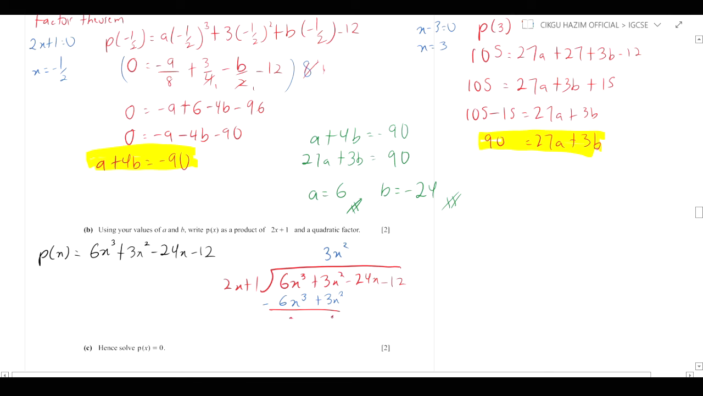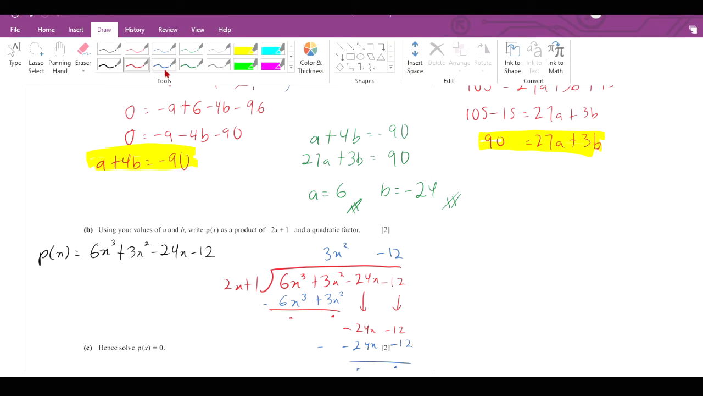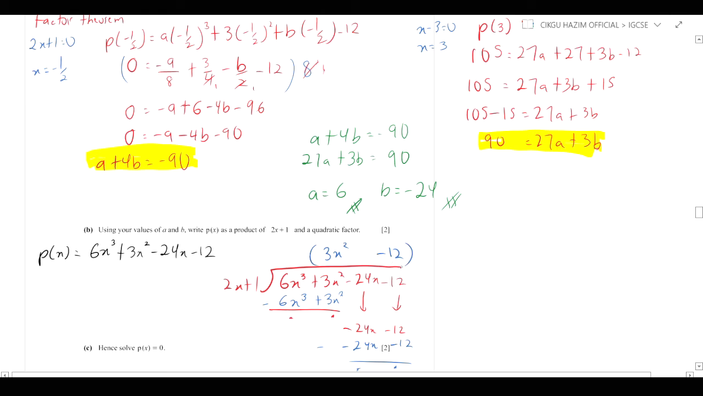So nothing here, we can minus, it becomes 0, 0, and then put it down here. Negative 24x minus 12. So 2x multiplied by what becomes negative 12 and 24 here, multiplied by negative 12. Negative 12 multiplied by 2x becomes negative 24x, and negative 12 multiplied by 1 is negative 12. So when you minus, you still get 0 and 0. So the product of that thing and a quadratic here, it's going to be this on top of this quadratic.